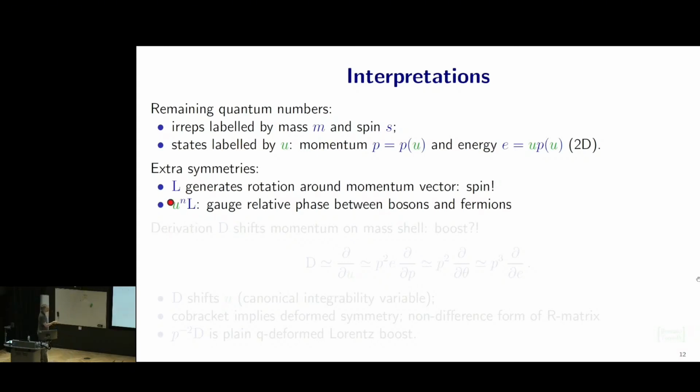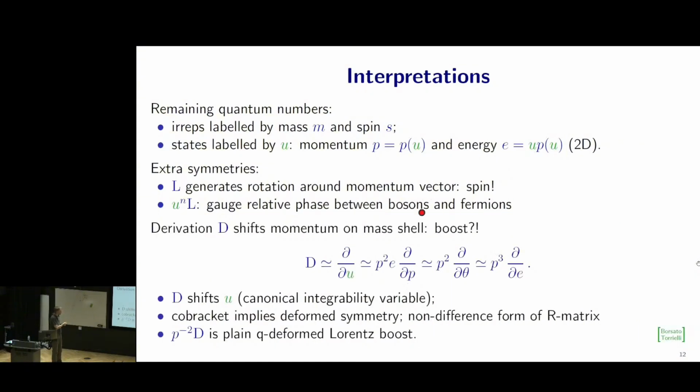You can also do this at different U of n, so basically this adds, for your phase degree of freedom, a momentum dependence. So basically you can gauge transform your bosons against the fermions. So it sounds a bit like a gauge symmetry, what you have there. The derivation basically shifts U, but since U is coupled to the momentum and energy, it somehow shifts the reference frame. So this D derivation is something like a Lorentz boost, but it's not really a Lorentz boost.